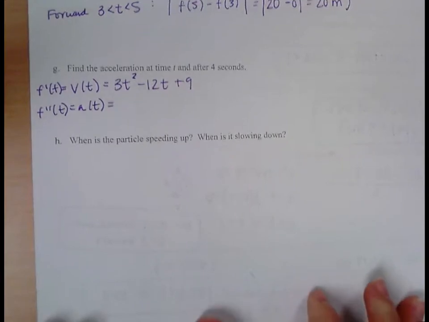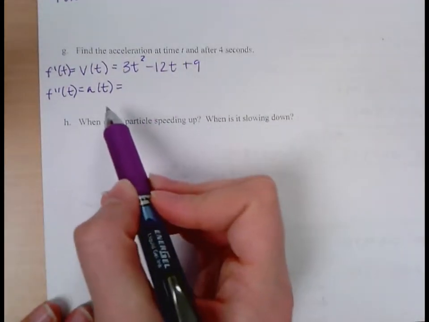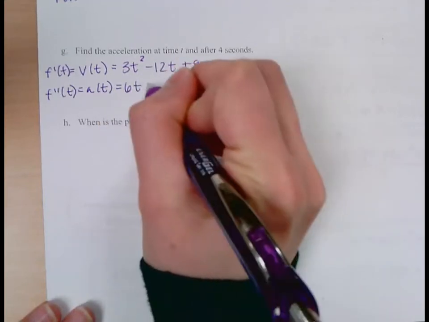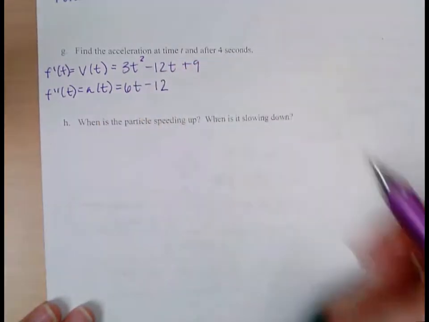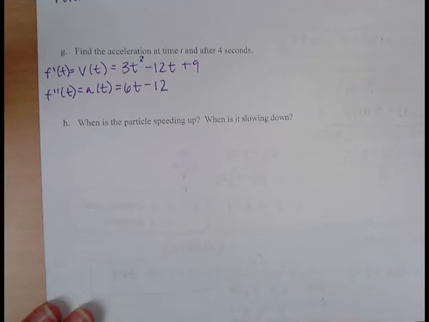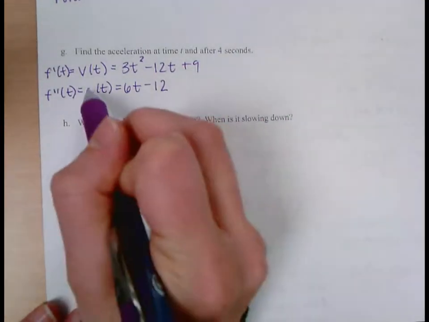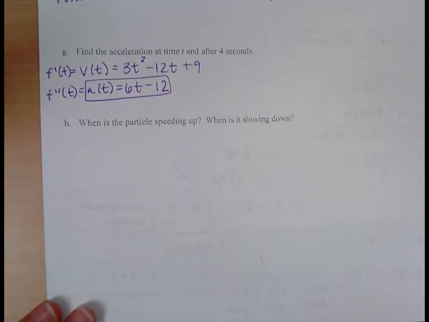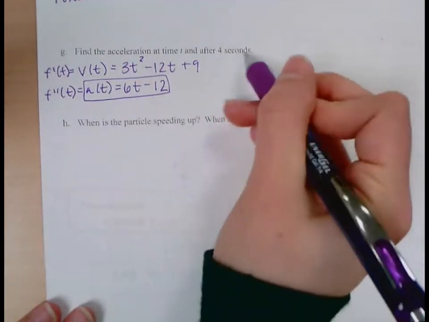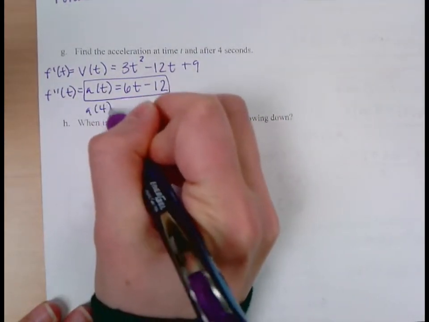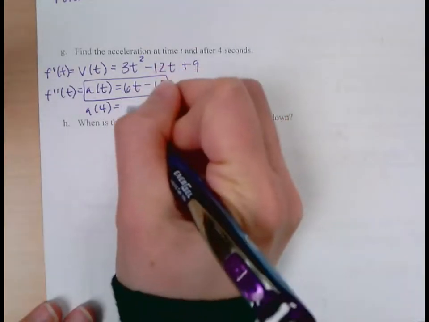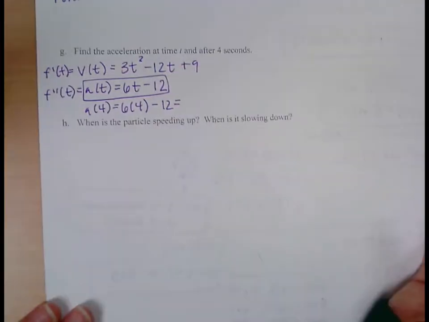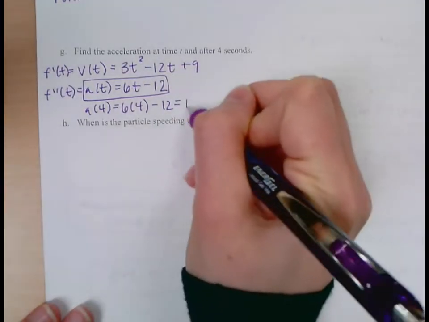which would be what? What would our second derivative be? 6t minus 12. So this would be the acceleration at time t. So that's just asking for the function. And then it asks specifically after 4 seconds, we could just substitute in 6 times 4 minus 12. So 24 minus 12 is 12.